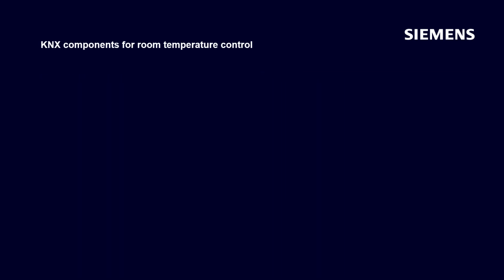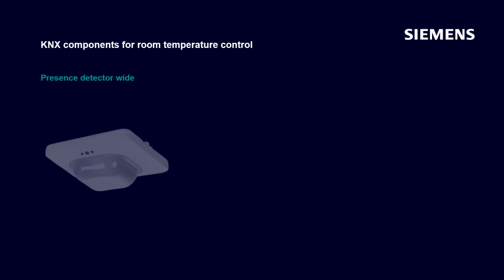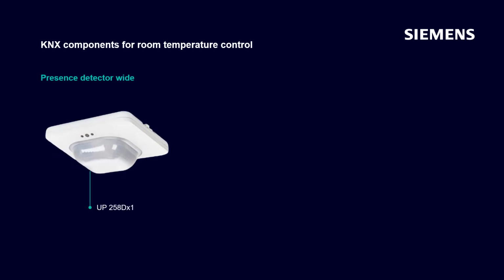The temperature should be lowered for energy-efficient room temperature control when rooms are not occupied. This requires a presence detector in the room. We use a presence detector wide from the wide portfolio of ceiling-mounted multi-sensors for this purpose. Motion and presence detection are available with all device variants. At the same time, temperature detection is also used in the application.